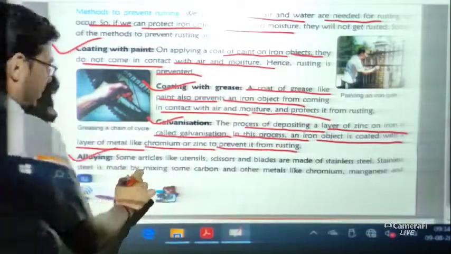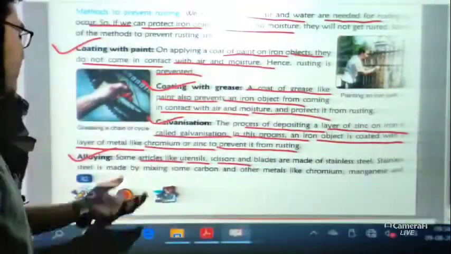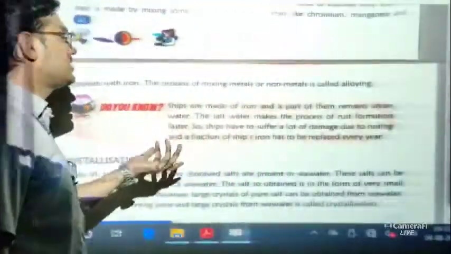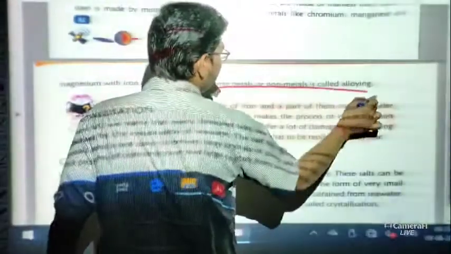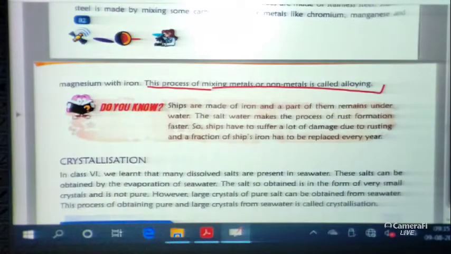Next one is alloying. Some articles like utensils, scissors and blades are made of stainless steel. Now stainless steel is made by mixing carbon and other metals like chromium, magnesium, and iron. So stainless steel is itself rust free. This process of mixing metals or non-metals is called alloying. So when two metals or non-metals are mixed with each other, we call this process alloying, and these are completely rust free.